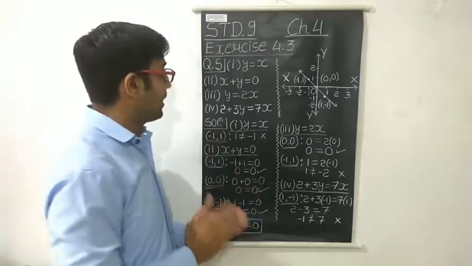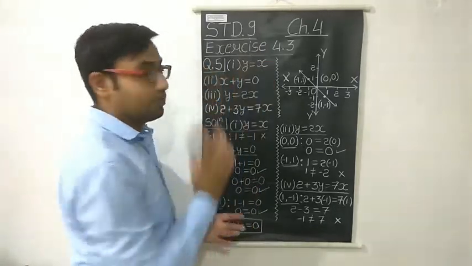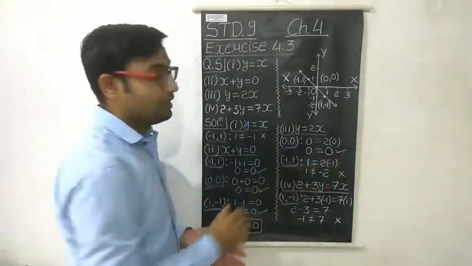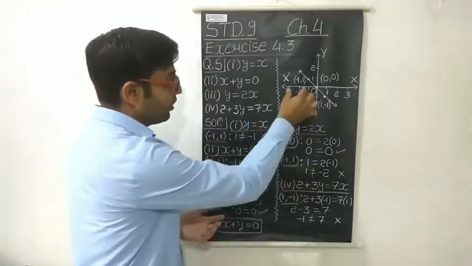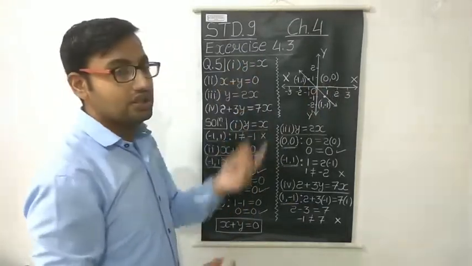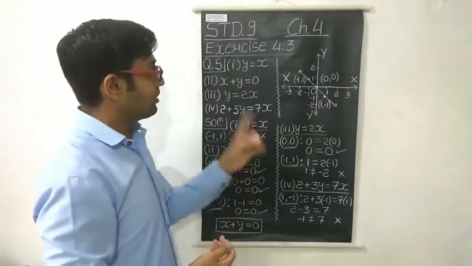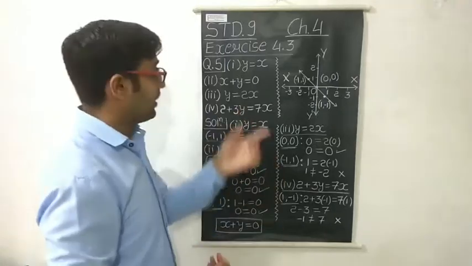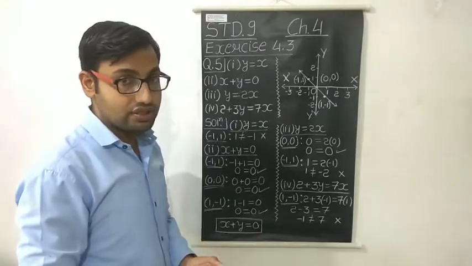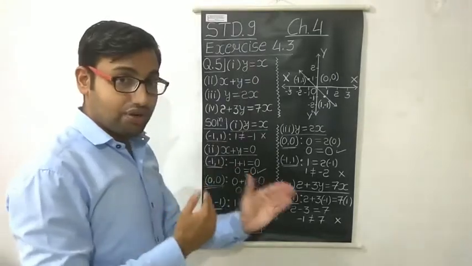Suppose we consider that y equals x is the equation of this line. Then all the 3 points, if we put their values in this equation, must satisfy it. Understand how we can solve this? Okay. So let us check one by one.